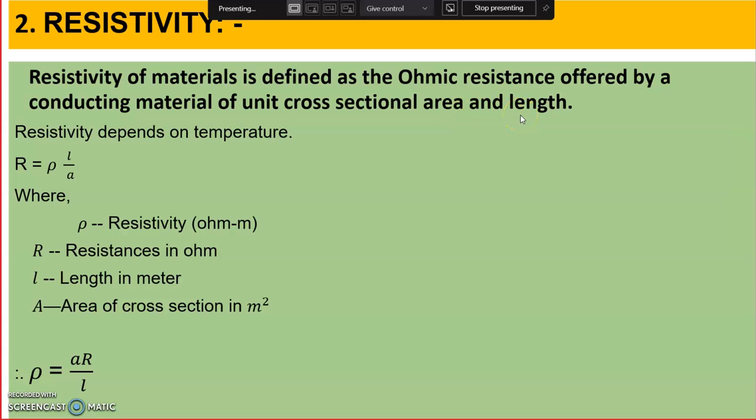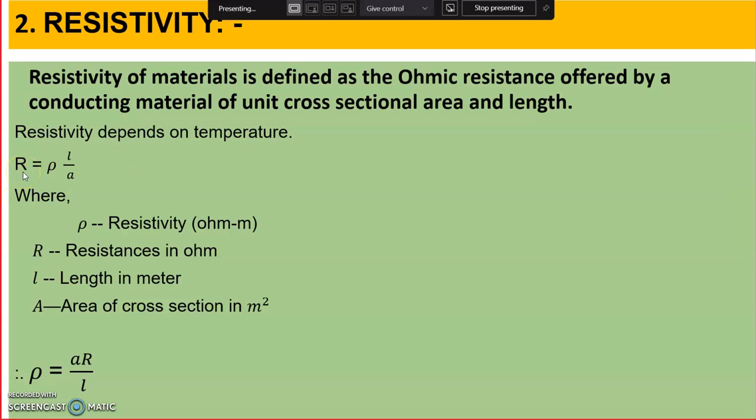So resistivity is the resistance offered by a unit length, one length of wire you take, and that area of that one length wire will be one area, means 1 centimeter square or 1 meter square or 1 square unit area. And what will be the resistance offered by that piece of length 1 and area of 1 square? That is known as the resistivity. So resistivity depends upon temperature. Mainly depends upon temperature because generally temperature is variable.